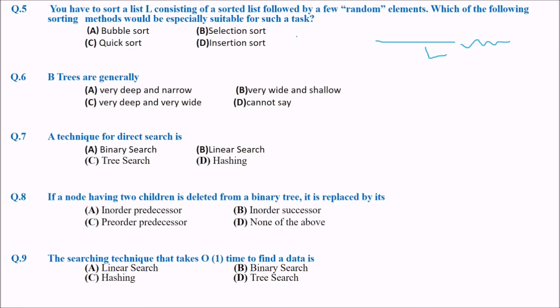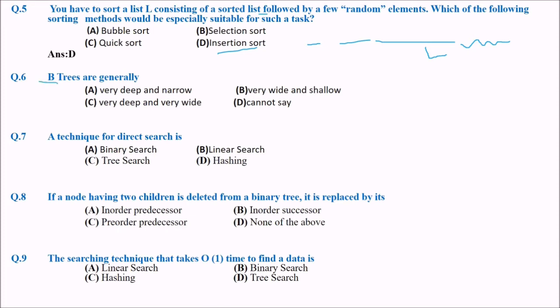Now you have to sort a list. You are already having a sorted list, and now you have some random elements also. The answer is insertion sort. What we do is like playing cards. Your various partitions are already sorted, so you pick a new card and place it such that the other partitions remain sorted. So you'll use the insertion sort.